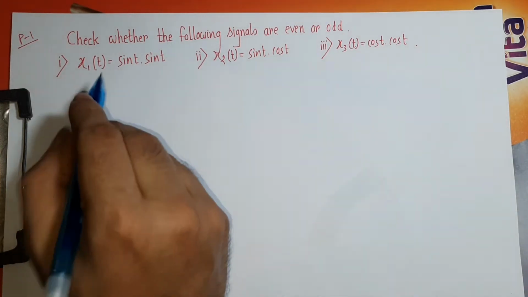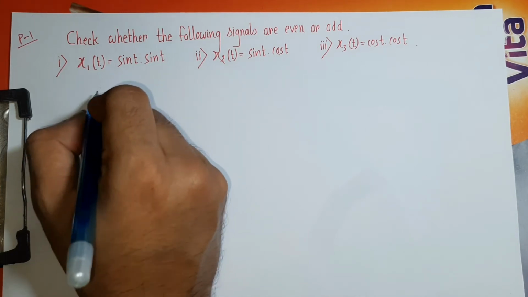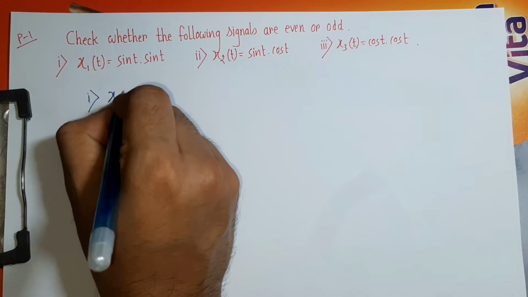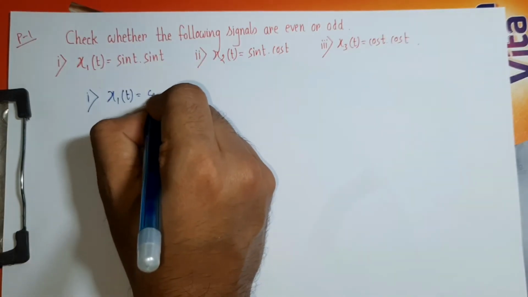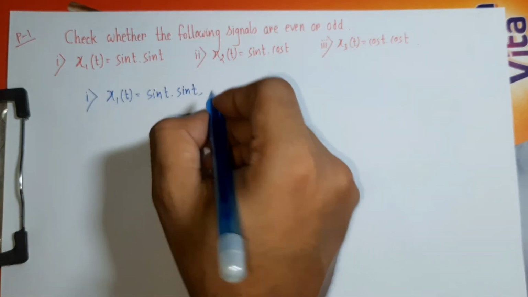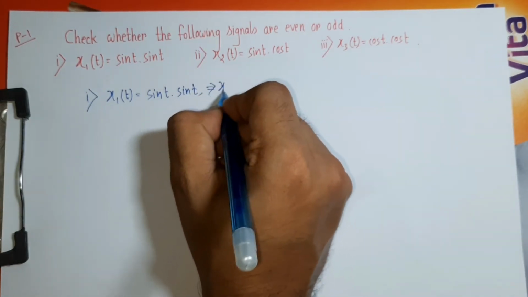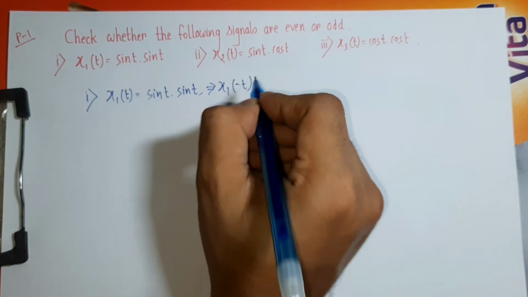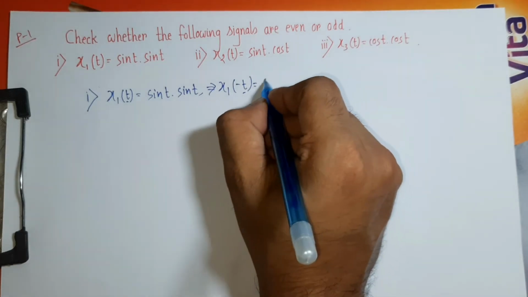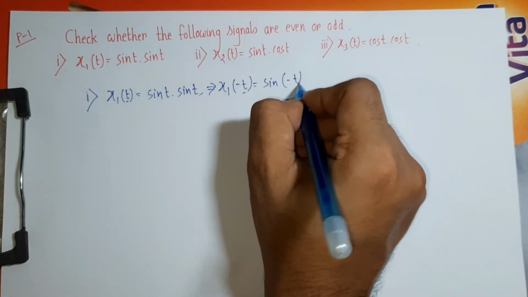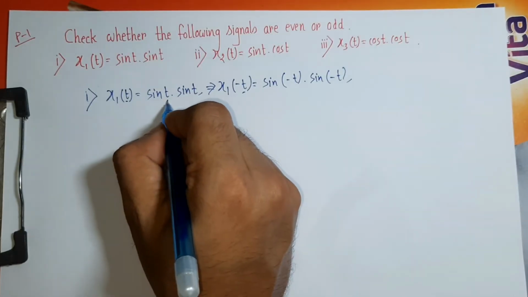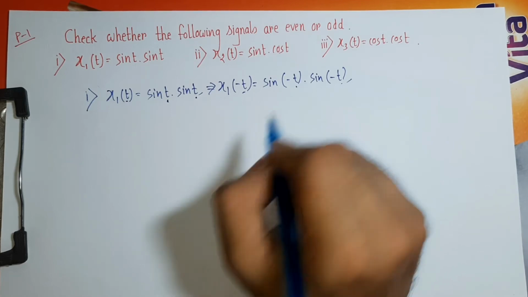So let's start with the first problem. x1(t) equals sin t into sin t. So you have the signal x1(t) equals sin t into sin t. Let's find out the expression of x1(-t). How do we find x1(-t)? We simply have to replace the time variable t by -t. So x1(-t) will be sin(-t) multiplied by sin(-t). The time variable t has to be replaced by -t.